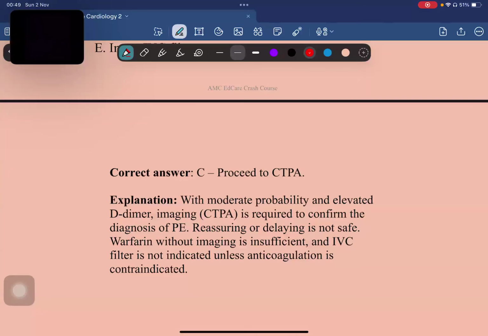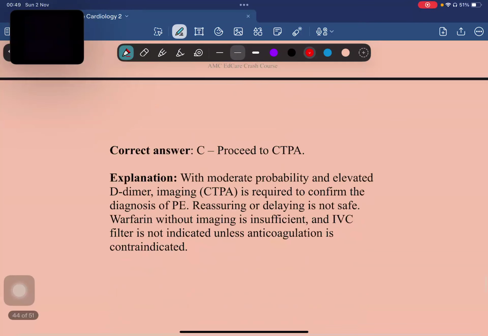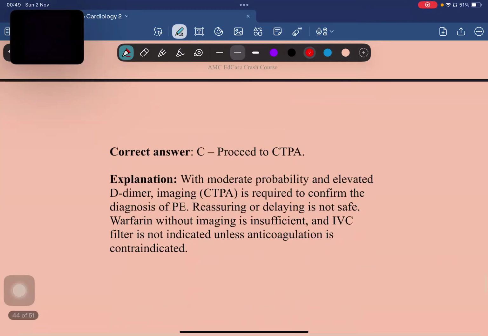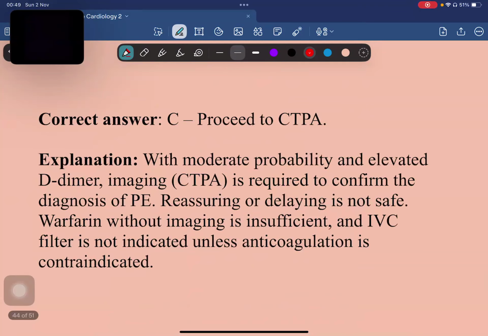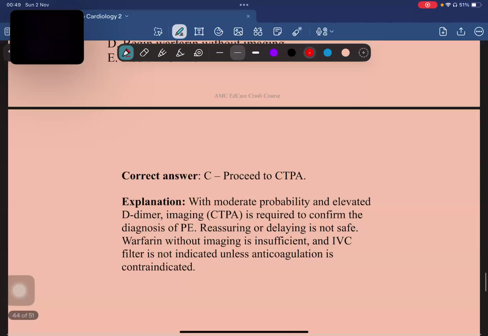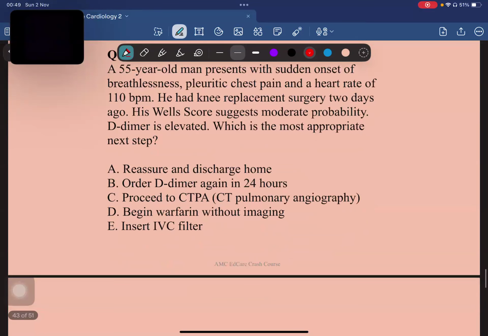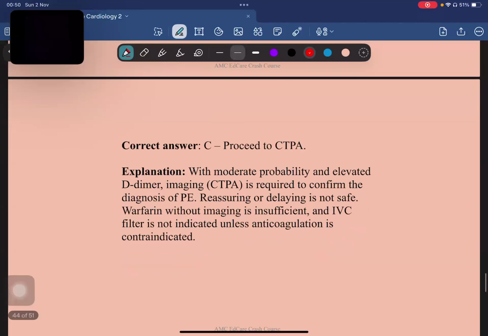It's not a case to reassure and delay, and also warfarin without imaging is insufficient. And like we discussed earlier, alternative methods like IVC filter are only indicated when anticoagulation is contraindicated. So if they're asking the next step, I think it's pretty safe for us to choose CTPA, as the guideline says.